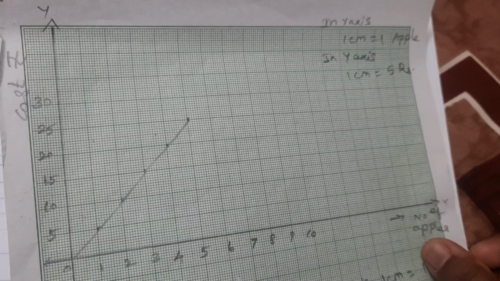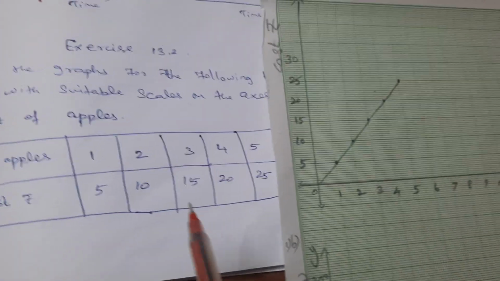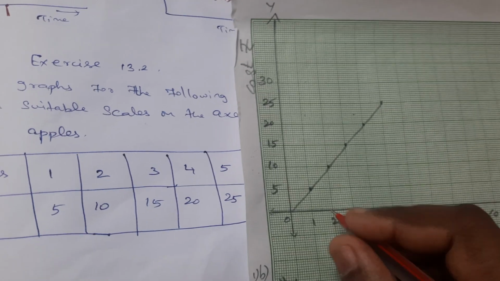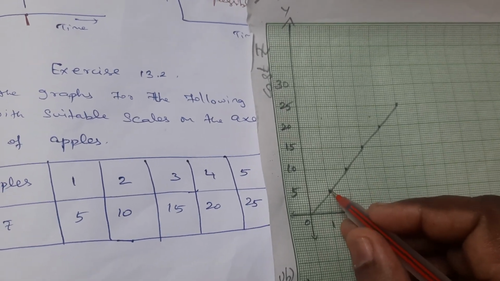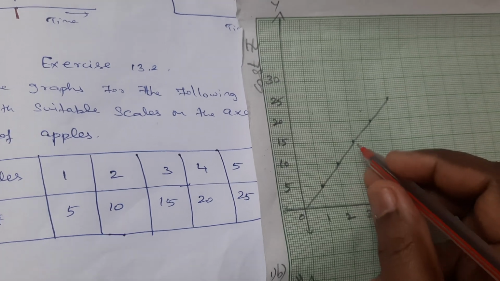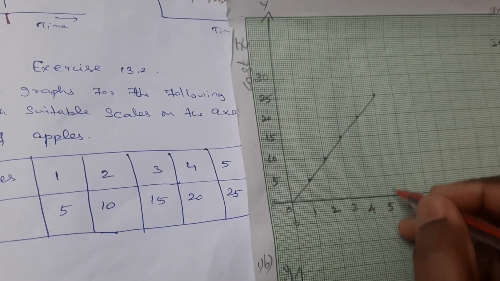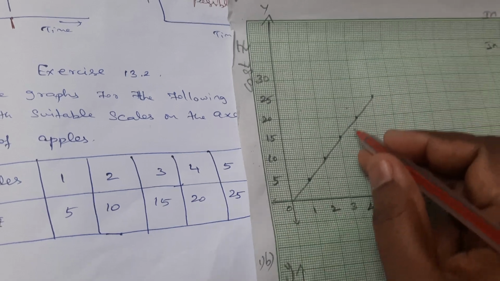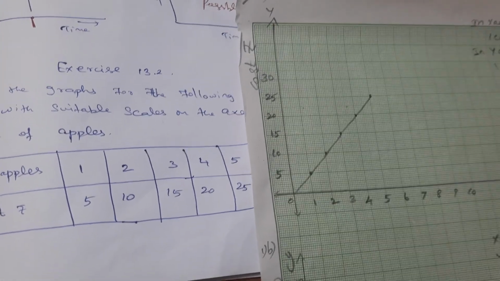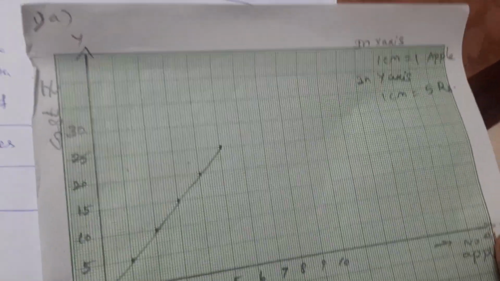Okay, so now draw the graph. First, for 1 apple, 5 rupees. For 2 apples, 10. For 3 apples, 15. For 4 apples, 20. Then 5 apples, 25. So we join them with a straight line. Okay, so this is the first question of graph.